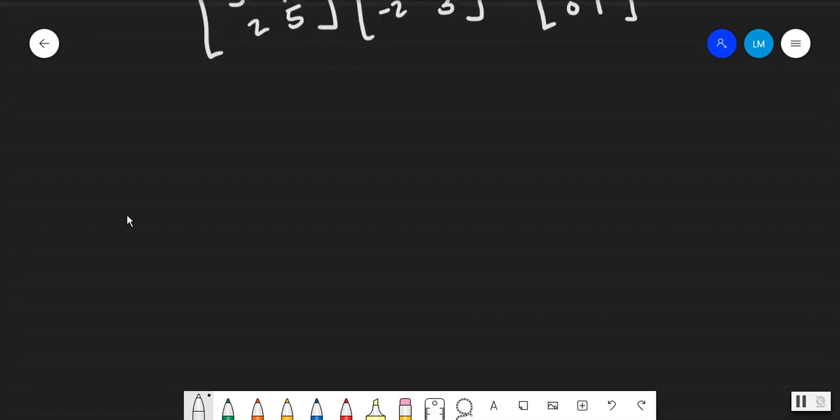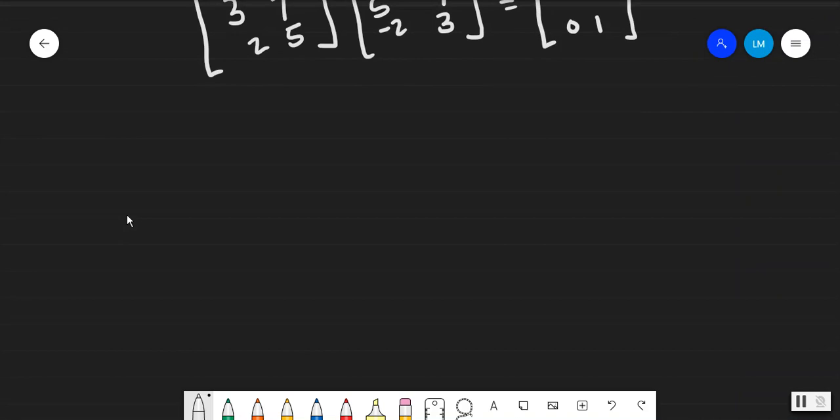Okay, now, last but not least, the other thing that you can look at is suppose that you have a matrix. Let's say that you want to find x and y.